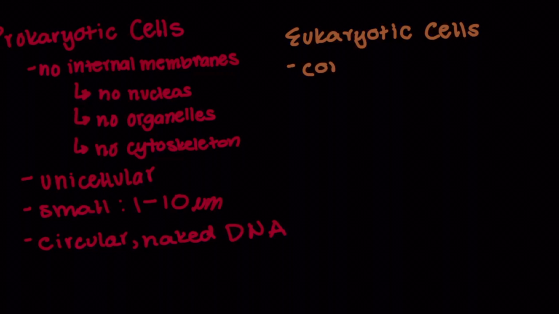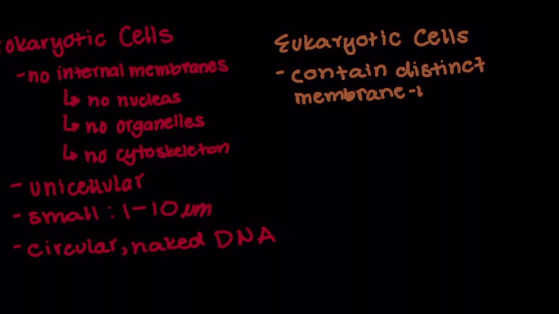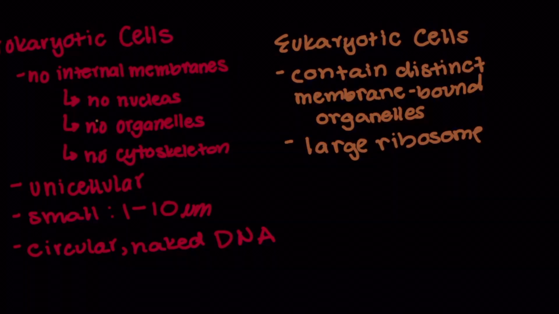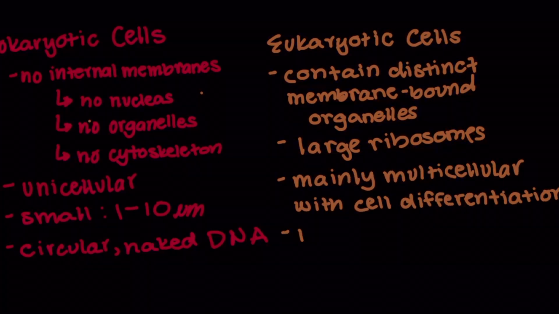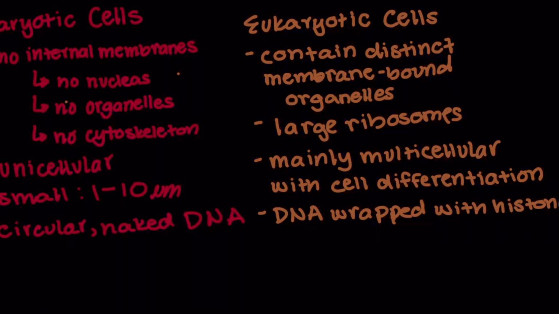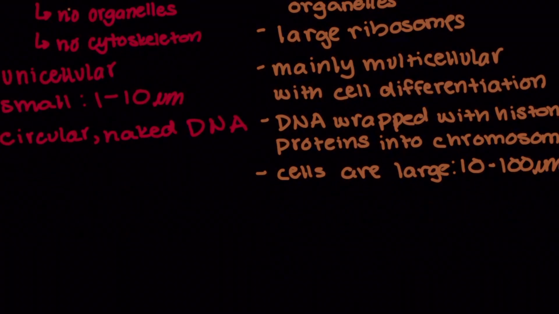Now let's go over some of the properties of eukaryotic cells. They contain distinct membrane-bound organelles, they have large ribosomes, they are mainly multicellular with cell differentiation, their DNA is wrapped with histone proteins into chromosomes, and the cells are large, about 10 to 100 micrometers.